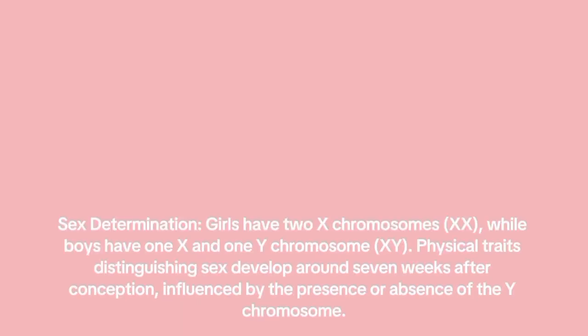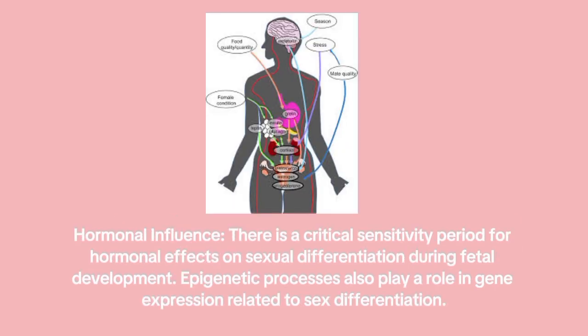Genetic influences on sex differentiation. Sex determination. Girls have 2 X chromosomes, XX, while boys have 1 X and 1 Y chromosome, XY. Physical traits distinguishing sex develop around 7 weeks after conception, influenced by the presence or absence of the Y chromosome. Hormonal influence.